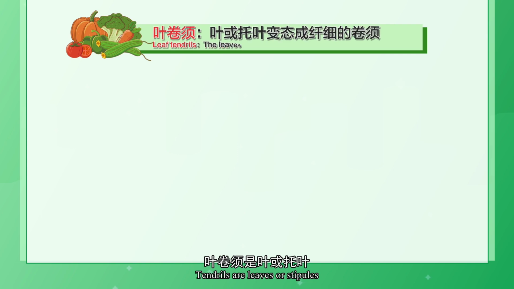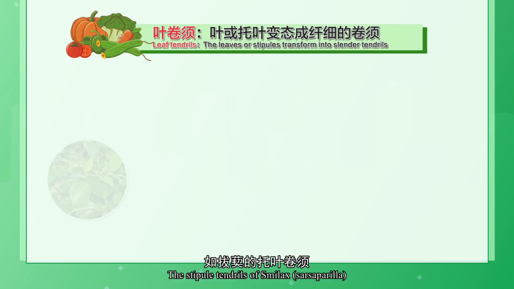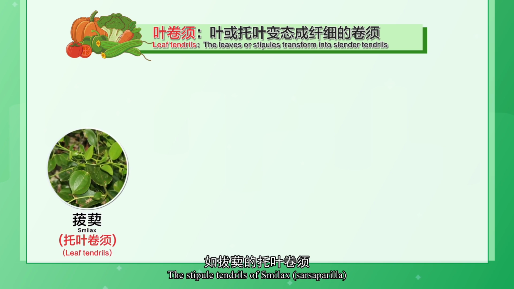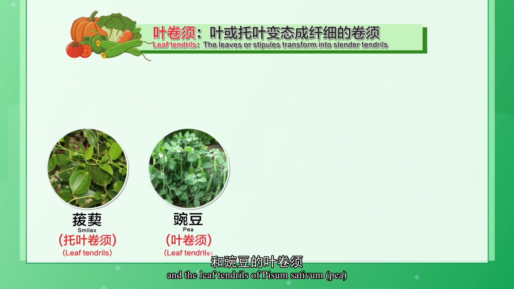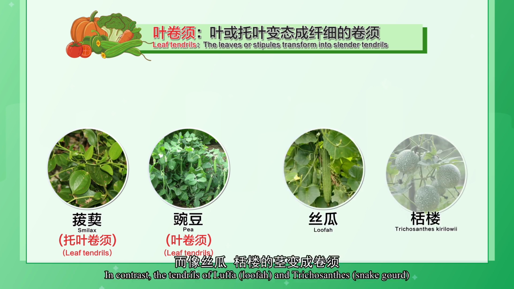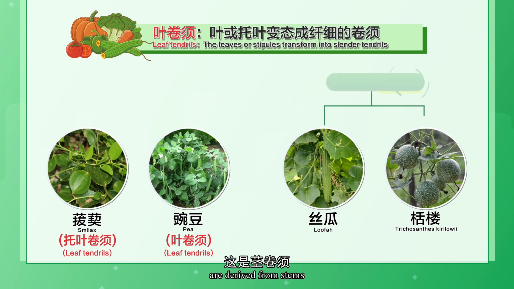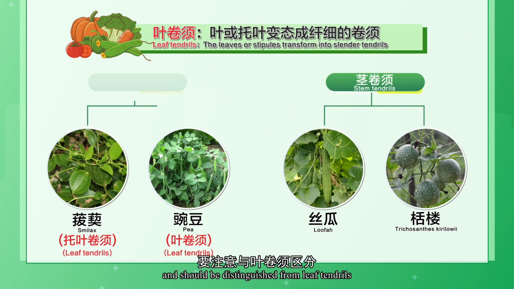Tendrils are leaves or stipules that have become modified into slender, coiling structures. The stipule tendrils of Smilax, sarsaparilla, and the leaf tendrils of Pisum sativum, pea, help the plant climb and attach to other objects. In contrast, the tendrils of Luffa and Trichosanthes, snake gourd, are derived from stems and should be distinguished from leaf tendrils.